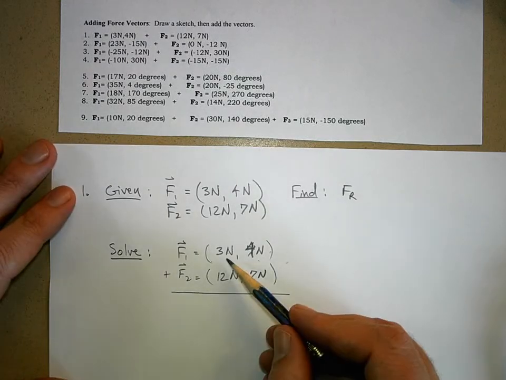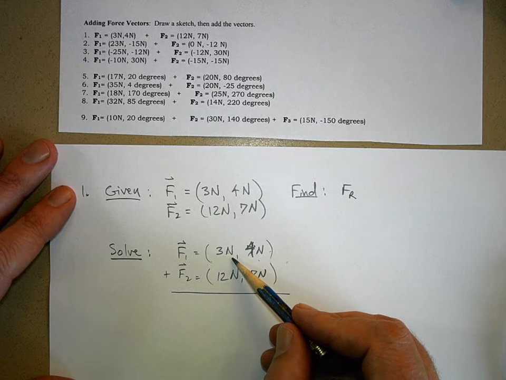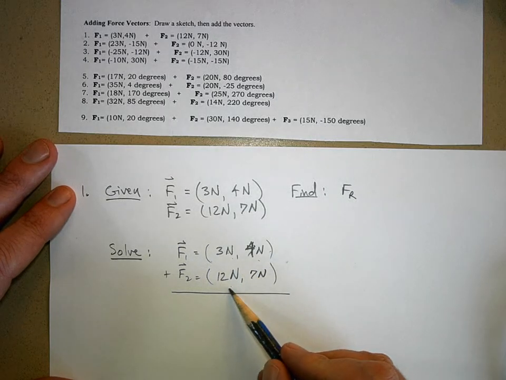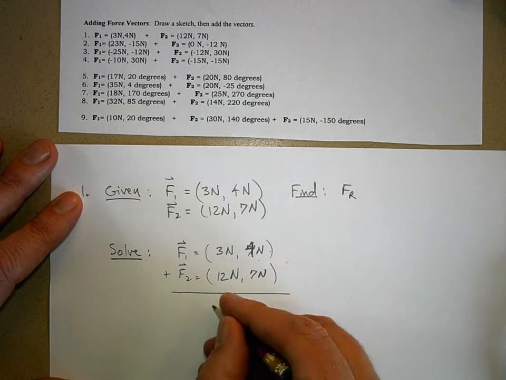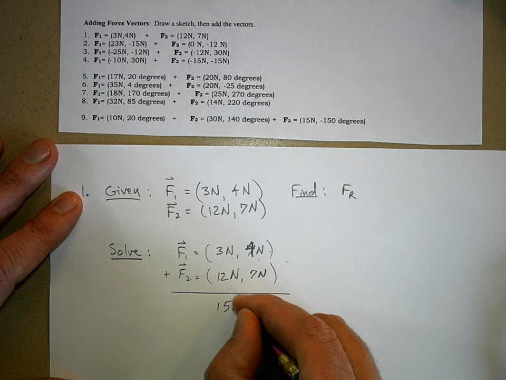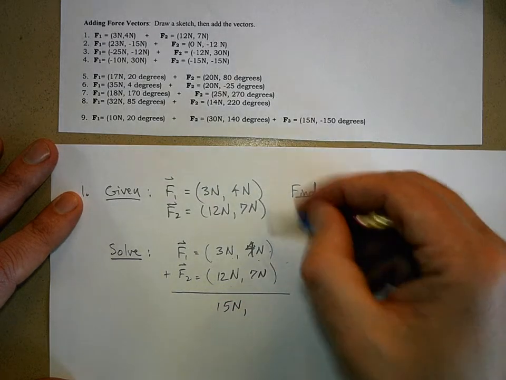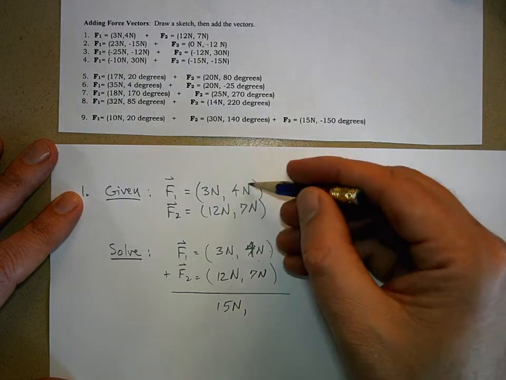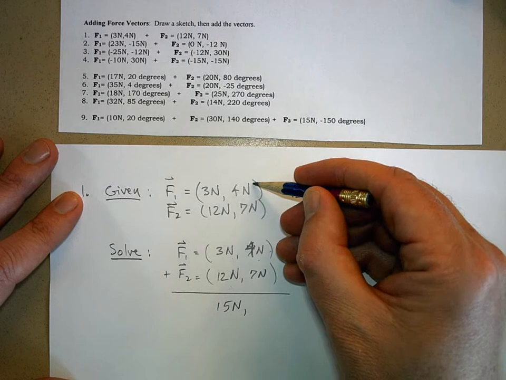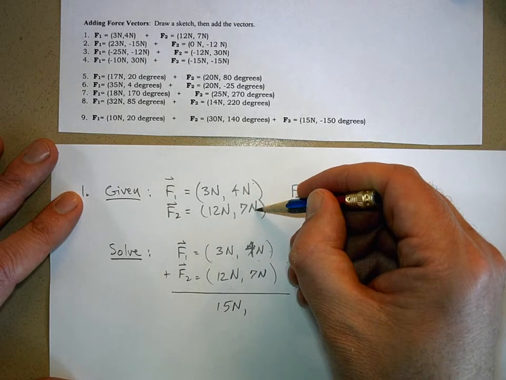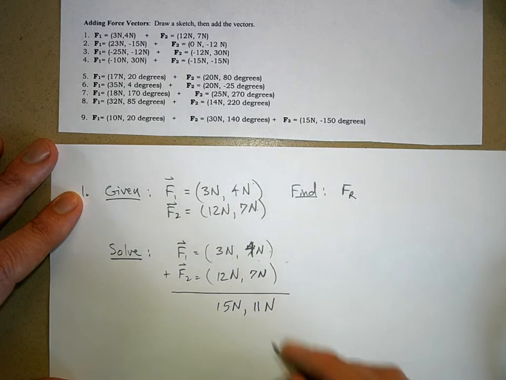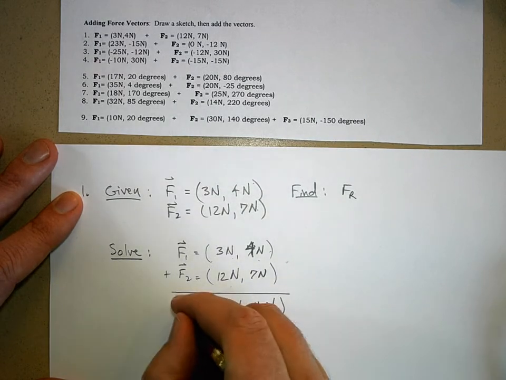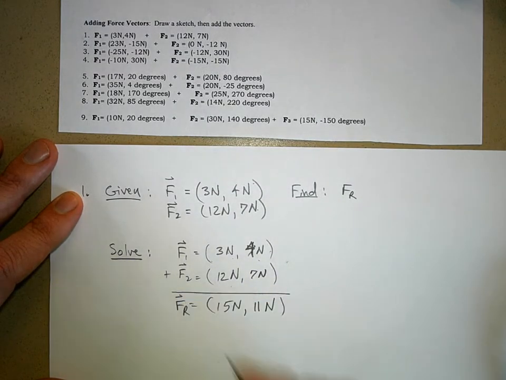In other words, I'm pushing with a force of 3 newtons in the x and 12 newtons in the x from F2. Both F1 and F2 are pushing in the x direction with a total force of 15 newtons. And in the y direction, I'm pushing up with 4 newtons from F1 and up with 7 newtons from F2. So that means I've got 11 newtons of force in the y direction. So there's FR right away.